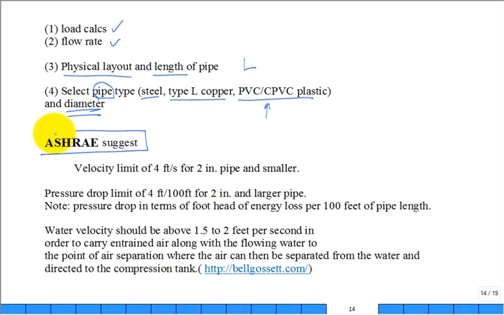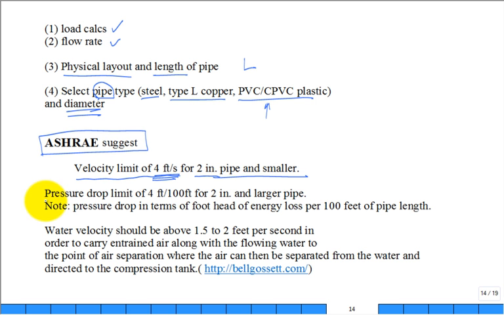ASHRAE has some suggestions. It says the velocity limit should be 4 foot per second. Don't go faster than that if it's a small 2-inch or smaller pipe. This is a rule of thumb, a heuristic. Why? Noise. It's going to make noise. You're going to hear it rushing.